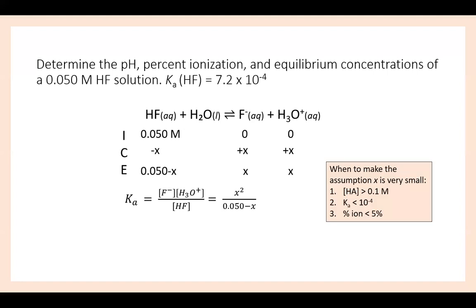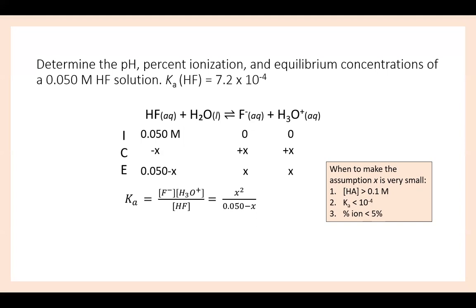In order to make the math a little bit simpler, we can make the assumption that X is going to be very small. We can do that when the acid concentration is high, when it's greater than 0.1 molar. Our problem doesn't meet that requirement. We can make the assumption when Ka is very small, when Ka is less than 10 to the minus 4, we're right on the line with that. Or if the percent ionization is less than 5%. So let's go ahead and solve it as if X is very small.